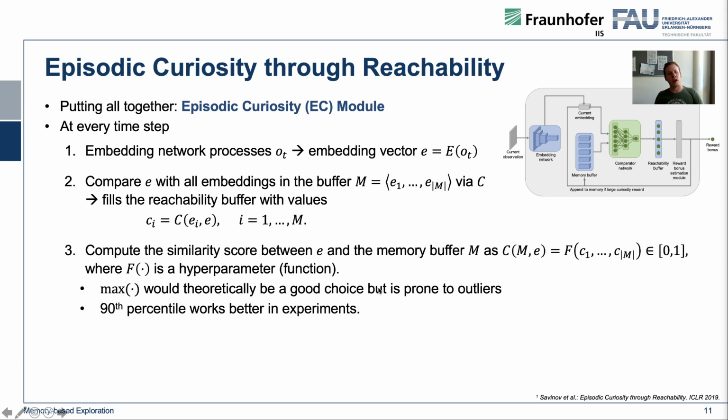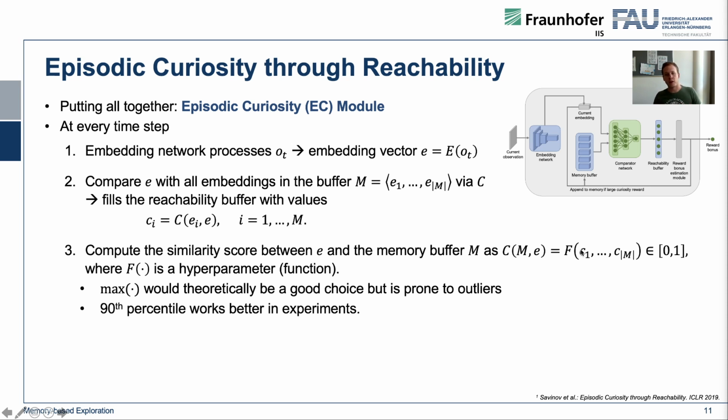However, it's prone to outliers. And what the paper actually proposes is to use something like a 90th percentile that gives you the similarity score of that image as an indicator of novelty for the current state.